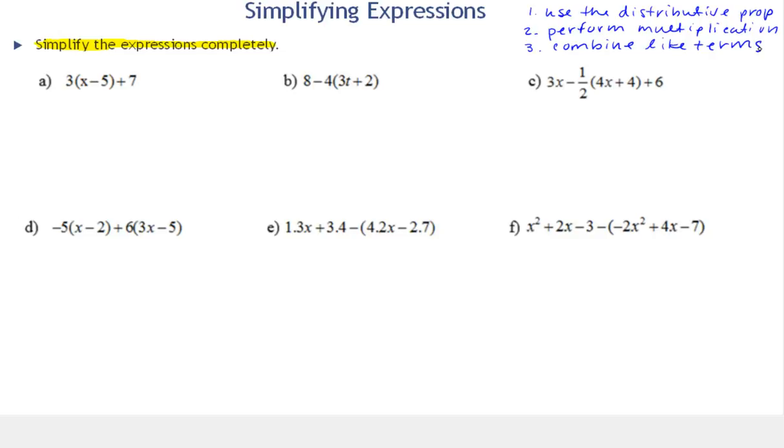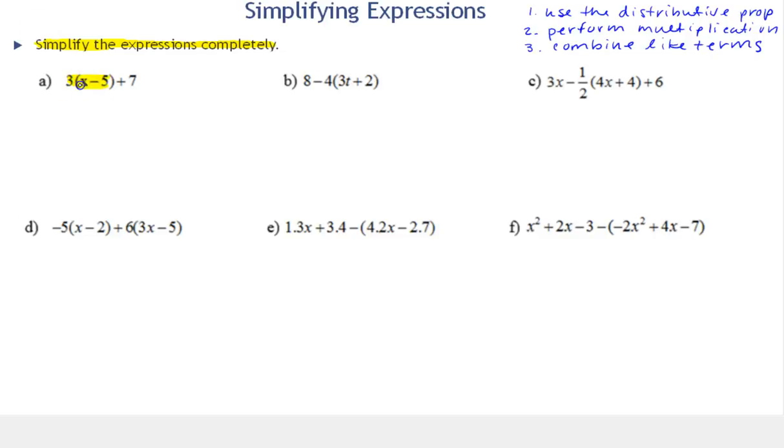Okay. So let's look at the first problem. We have the product of 3 and the sum of the difference between x and 5, plus 7. Notice here, this is why we start with the distributive property. The only thing we could do right now is multiply using the distributive property. There's no like terms that we can combine. And also it's easier just to combine the like terms at the end once you have everything written as sums and differences.